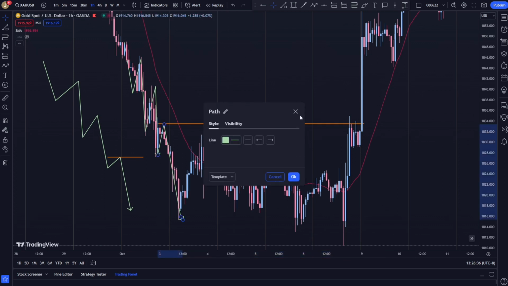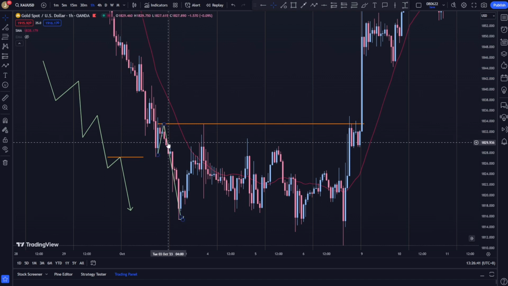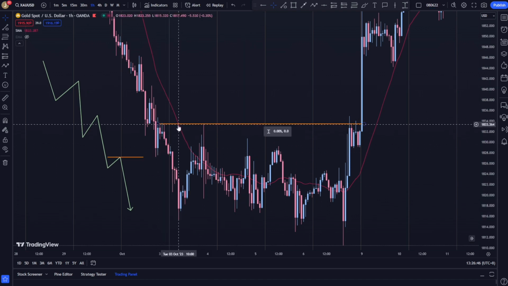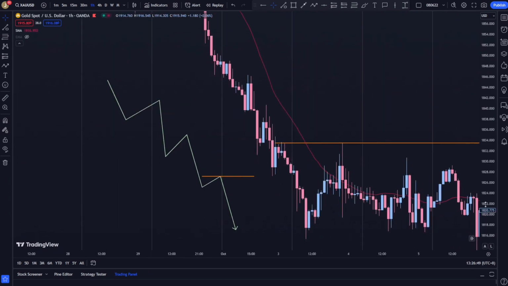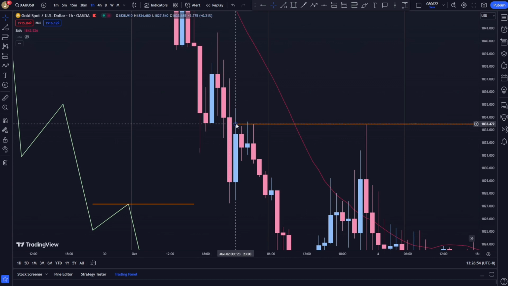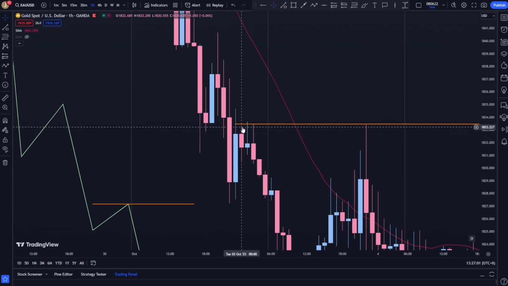Let's take this off. So how do you want to draw them, and which part needs to be broken? Zoom into this area over here. How do you know which part is the part that needs to be broken? As you can see, there are two series of consolidation-like patterns over here, and we always pick the highest one.